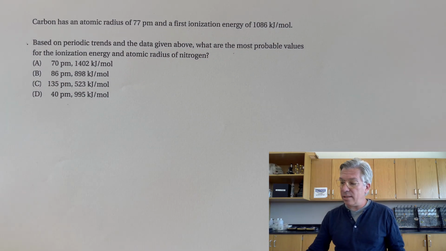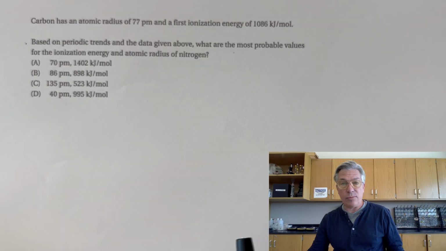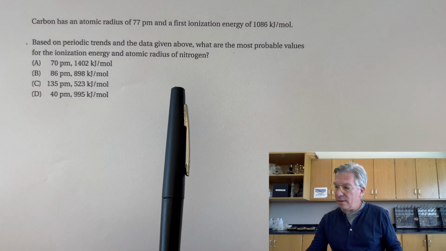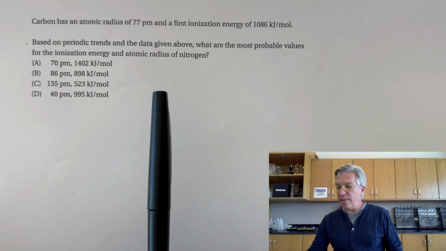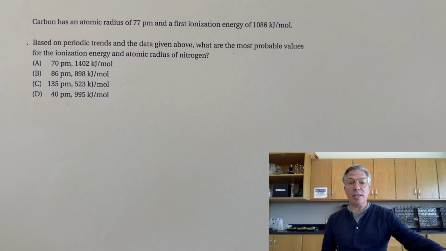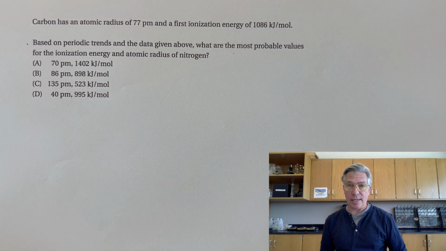Carbon has an atomic radius of 77 and a first ionization energy of 1086. Based on your periodic trends and the data given above, what are the most probable values for the ionization energy and atomic radius of nitrogen? Take a moment, pause the video. I'll see you back here in a couple of seconds.